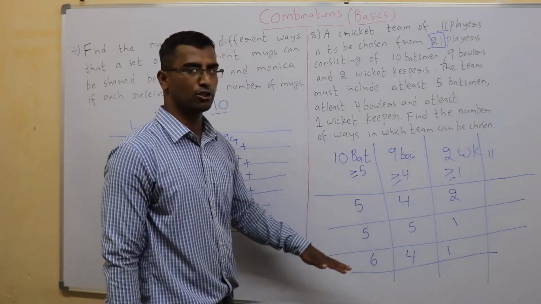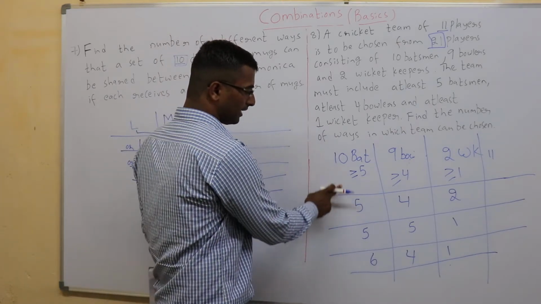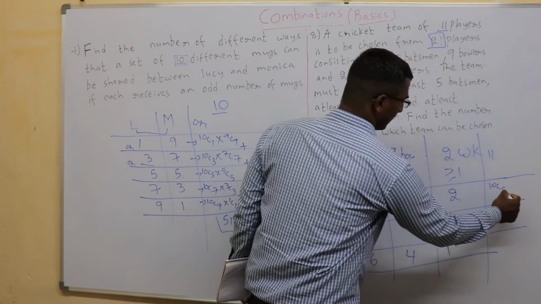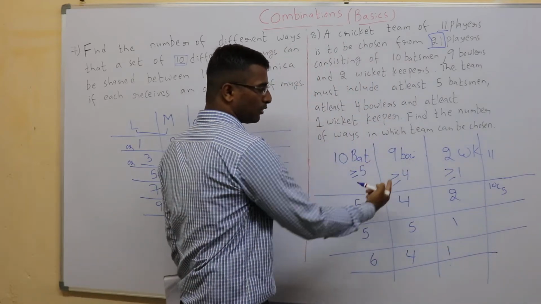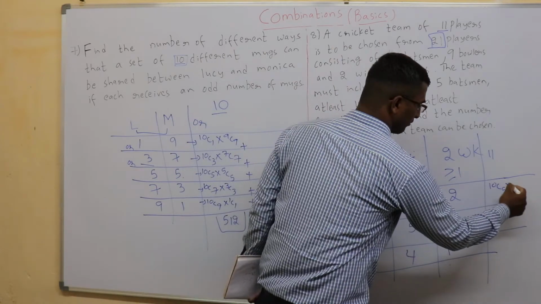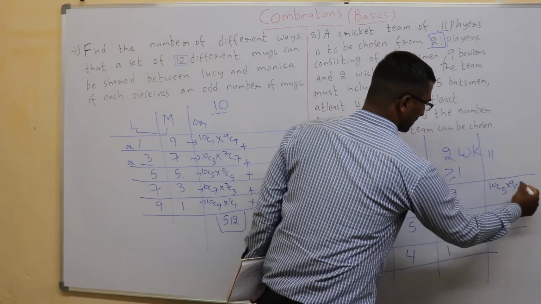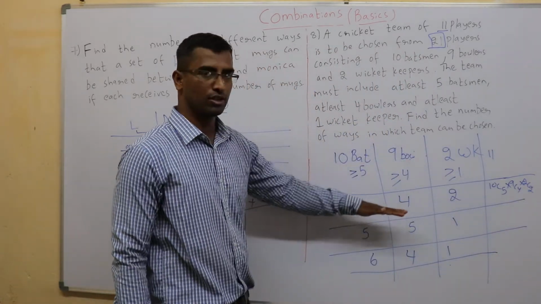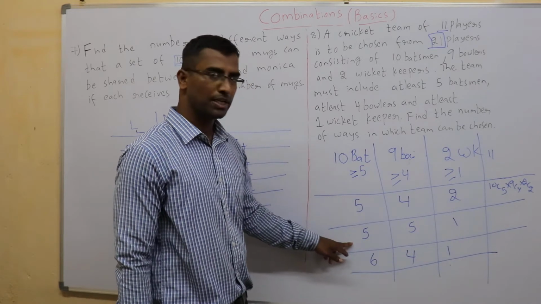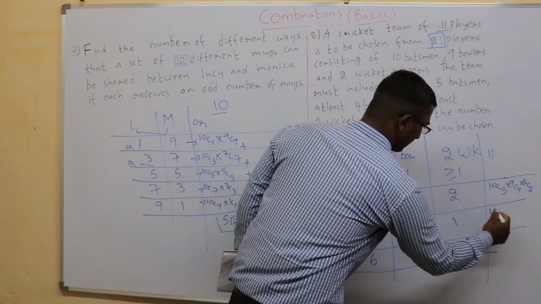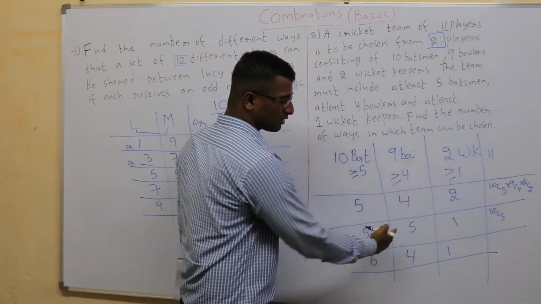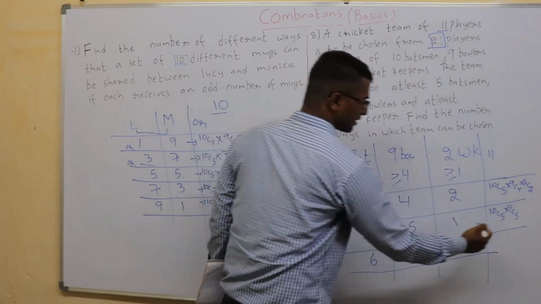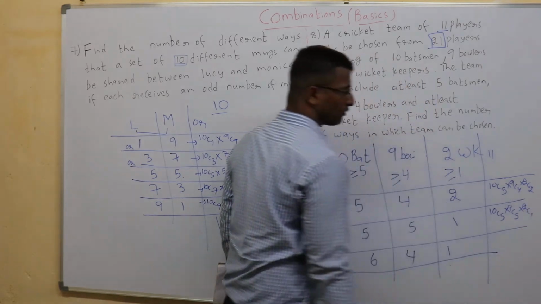Now you need to write for each row and add. Now from the 10 you are selecting 5 batsmen. In how many ways can it be done? 10C5 ways. From the 9 bowlers you are selecting 4, in 9C4 ways. From 2 wicket keepers you are selecting 2, so 2C2. Clear? That is for the first row. Now for the second row. From 10 batsmen you are selecting 5 batsmen. It can be done in 10C5 ways. From 9 bowlers you are selecting 5 bowlers in 9C5 ways. From 2 wicket keepers you are selecting 1 wicket keeper, so 2C1 ways.